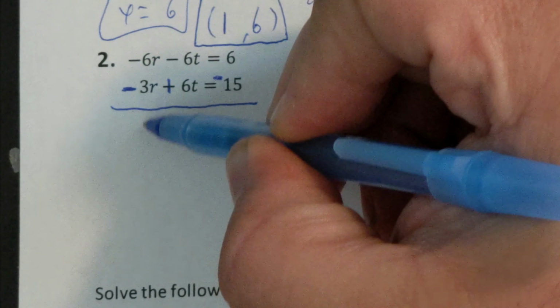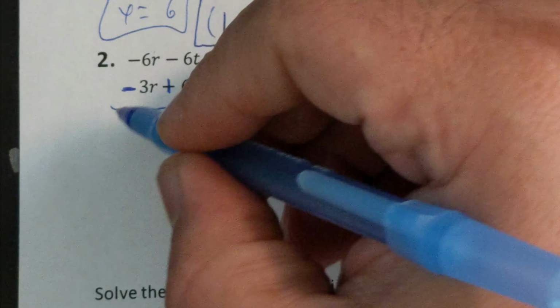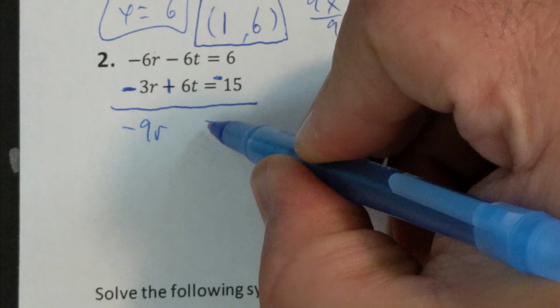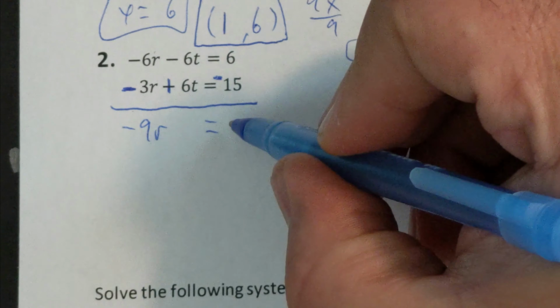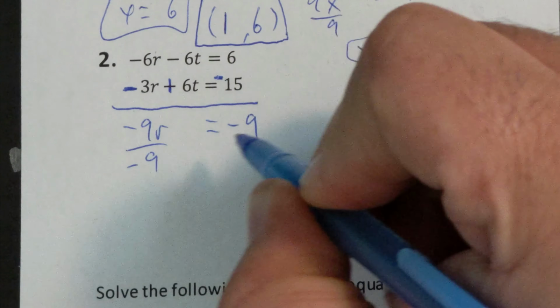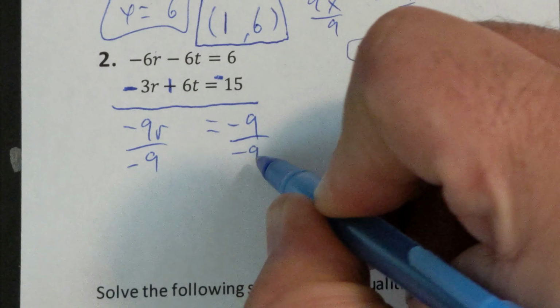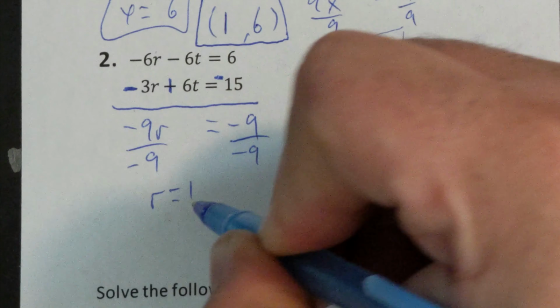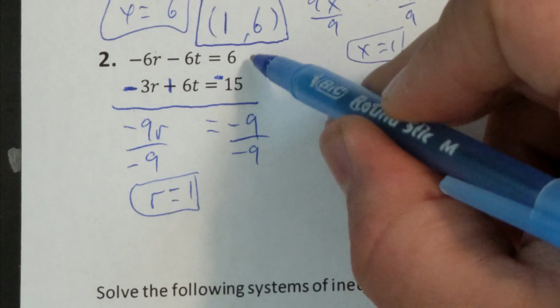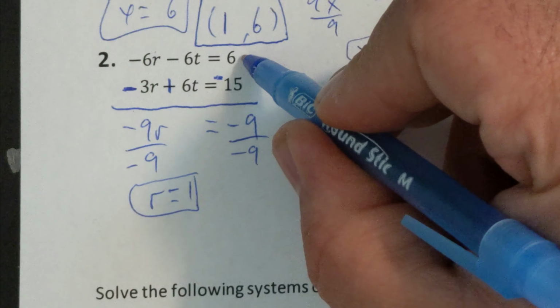Now I can combine like terms down the column, so negative 6r and negative 3r is negative 9r. Negative 60 and positive 60 cancel each other out, and 6 minus 15 is negative 9. Dividing both sides by negative 9 to get the r by itself. r is 1. Now that I know what r is, I can substitute into either one of these. I'm going to go with the top one.